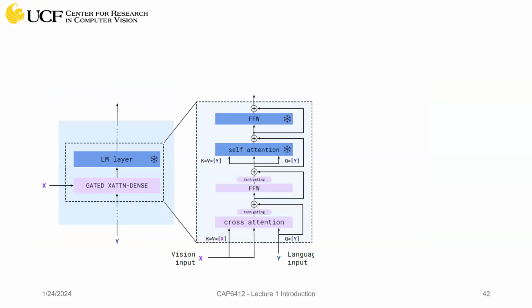Okay, so now let's go a little bit more detailed. What we have here is X, which is the vision input, and then we have the language input, and we will do cross attention. The key and value will be from vision, and the query will be from language. Then we have some gating, then feed forward, then gating, and self attention, feed forward, and that's it. That will keep repeating. And that is your Flamingo model.